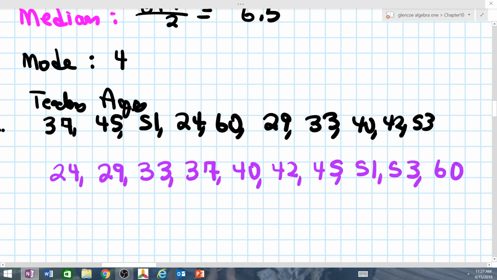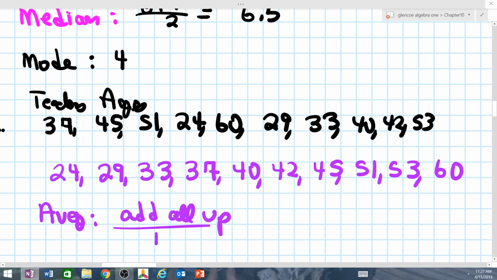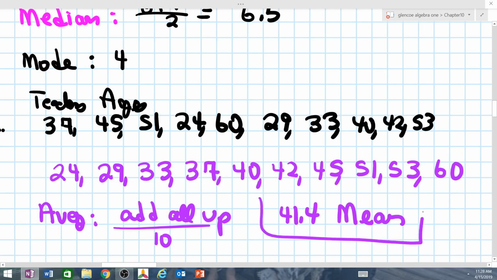Okay. So, what was the average age? The average, you would add them all up. How many teachers did we have? Divide by 2, 4, 6, 8, 10. And what did you guys get for an average? 41.4 is the mean. How many people got 41.4? Who has a question? If you didn't get that, ask so I can show you what you did wrong.